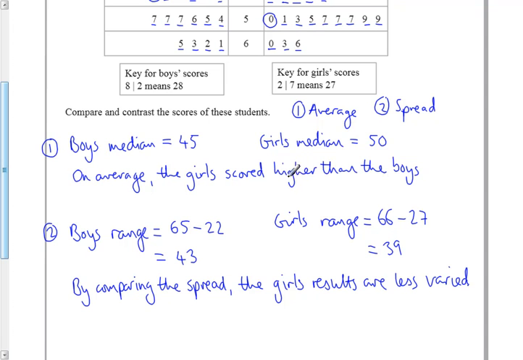So on average, the girls did better. They scored 50 against 45. And comparing the spread, they're actually less spread out, so the results are less varied. Now you need all these calculations, and you need the sentences as well to explain exactly how to get the mark. You need to say, not only do the calculations, you've got to explain what that means. So the girls did better and the girls are less varied.